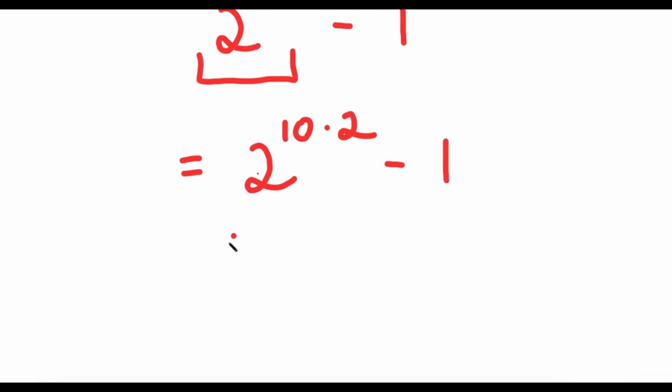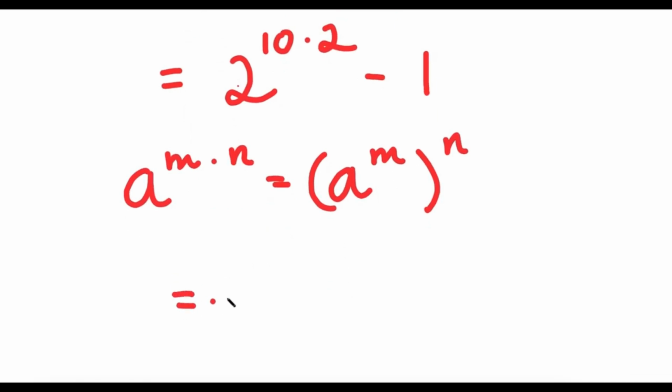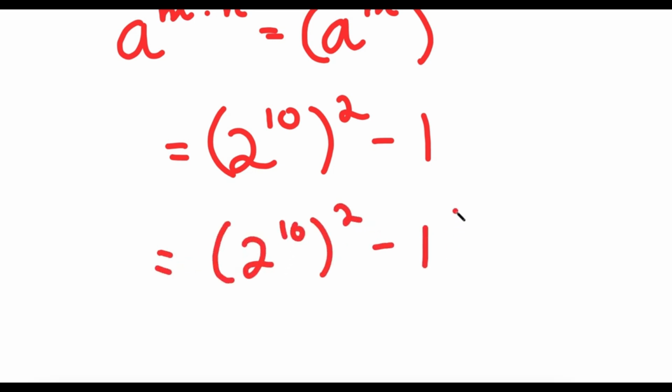And if I have something in the form a to the power of m times n, this is equal to a to the power of m, to the power of n. So 2 to the power of 10 times 2 is equal to 2 to the power of 10, to the power of 2. And I have this minus 1. Now 1 I can rewrite as 1 squared, because 1 is the same thing as 1 squared. So now I have 2 to the power of 10, to the power of 2, minus 1 squared.